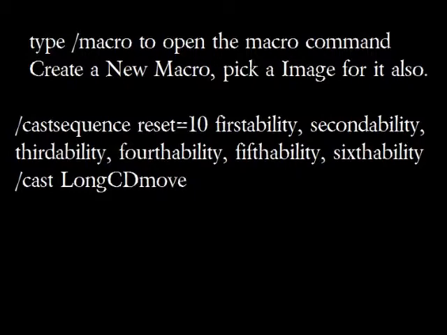On the screen, I have an example of how to create your new macro. Now, what you're going to do after you've already clicked new macro and picked your image for that macro, is type /castsequence. There's no space in there. So you have to type castsequence with no space.